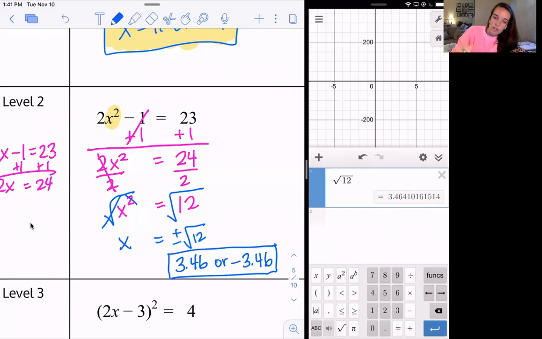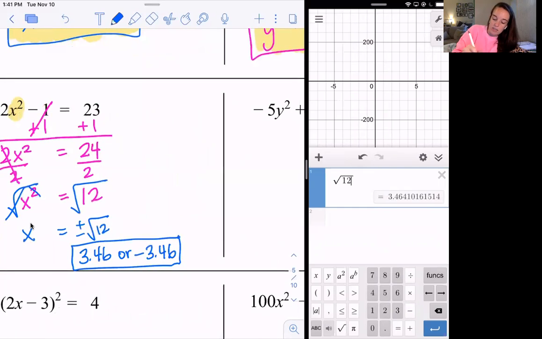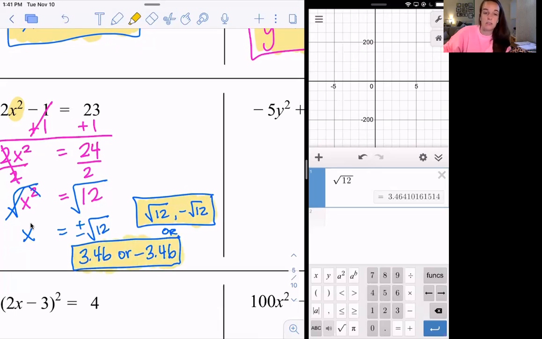I can also leave it as a square root. So you'll see in your answer key today that you may also see like square root of 12 and negative square root of 12. Both of those are correct. So you could write it either way. For my students who are planning to go to pre-calculus or AP calculus at some point, or calculus in college, your professors will often leave it in the square root version, because that is the more exact version. This is a decimal approximation. Okay.